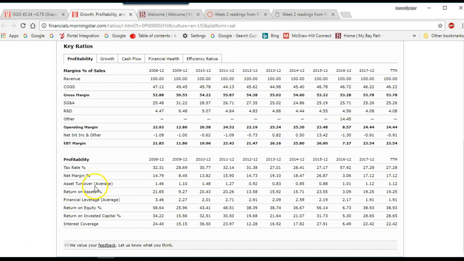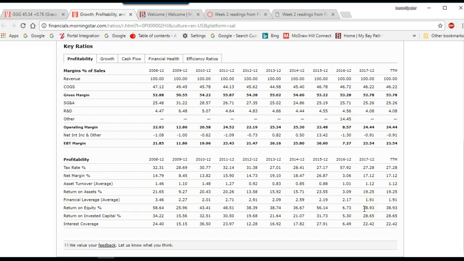Notice under here the asset turnover. That's 1.12. So for every dollar of assets, the company is generating $1.12 in sales. So that's a good thing. And then we have the financial leverage, which is an average. What it's saying is for every dollar of equity, it's paying $1.91 towards assets. And notice the return on equity is 38.93%. So if you say, okay, what's driving this return on equity?